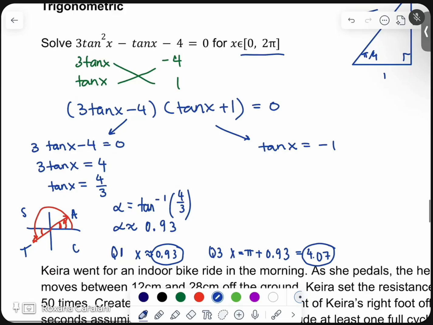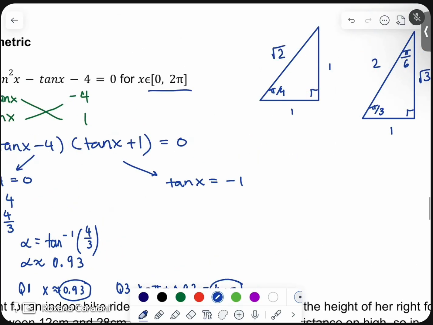Now I'm going to go to the other branch, which is tan x equals -1. When I see -1, it reminds me of that isosceles special triangle. So I do not need my calculator to know that alpha is going to be pi over 4, because from pi over 4, opposite over adjacent is 1. Now the negative is just going to be affecting my CAST rule and my quadrants.